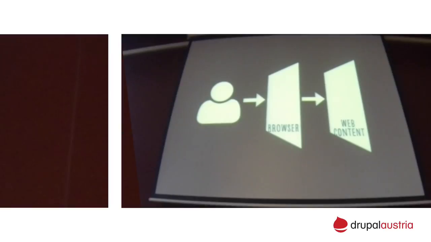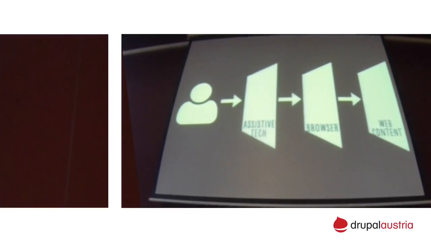Now, when disabilities are involved, another layer is introduced. It's called assistive technologies. Assistive technologies help the user interact with the whole computer or smartphone or a tablet. And then those assistive technologies translate to the browser and they translate to the web. So there is another layer.